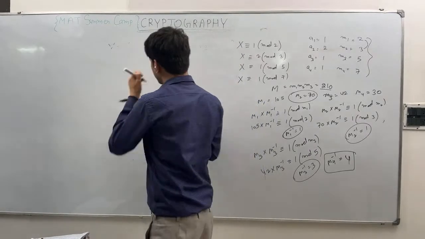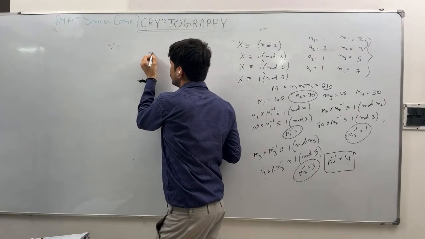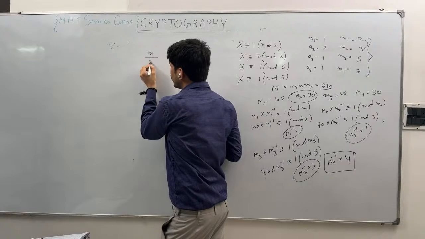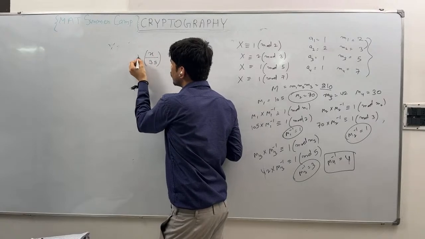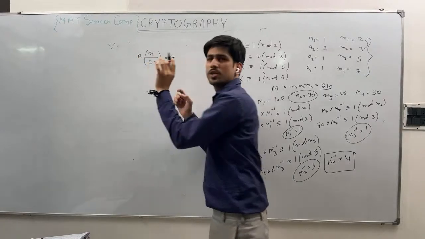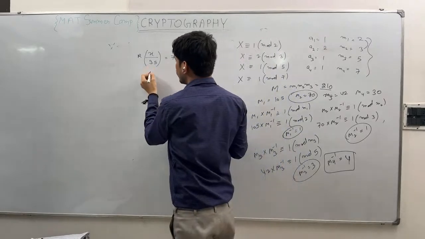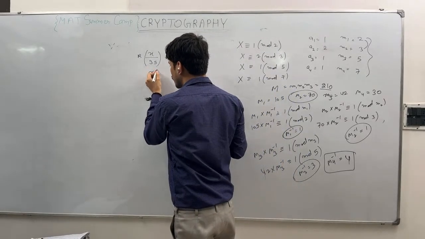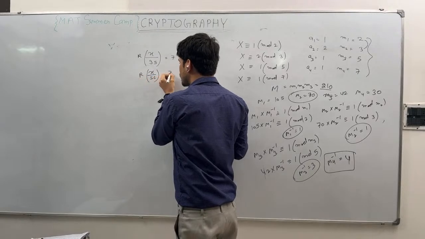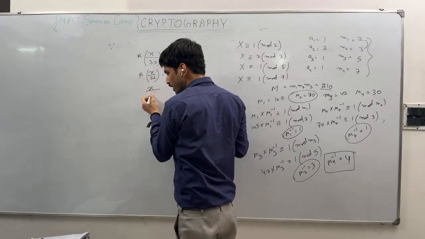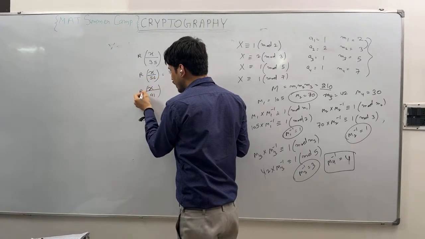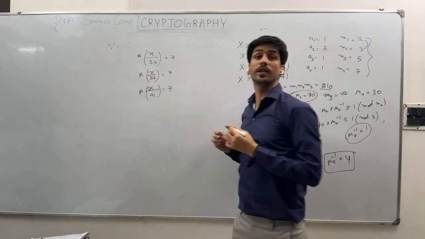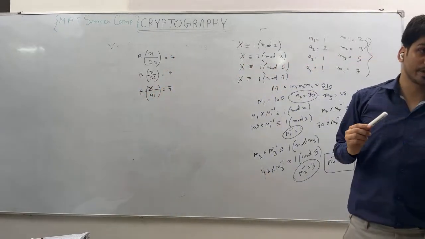Let me explain the question. Question is something like this. Let's say you have some number x. You divide it by 35. I am just writing the remainder. Remainder is 7. Similarly, the same number you divide by 56, and you get the remainder 7. The same number you divide by 91, and you get the remainder 7. Now the thing is, how can I find the value of x?